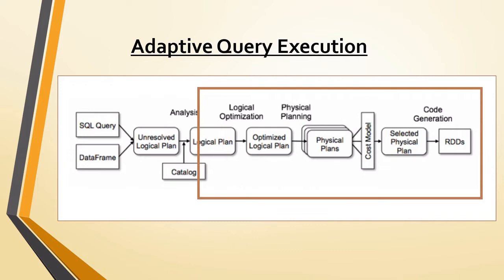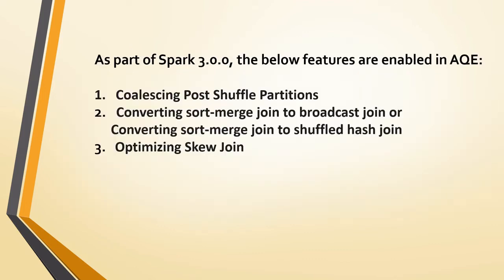This setting is enabled by default in Spark 3.2.0. In the earlier versions we need to enable it by setting spark.sql.adaptive.enabled to true. In adaptive query execution, the most important features that we need to look for are these three. All of these are enabled after Spark 3.0, and converting sort merge join and all are enabled after the 3.2.0 version. So from 3.0, we can say these three are enabled.